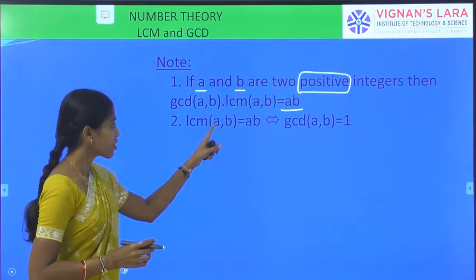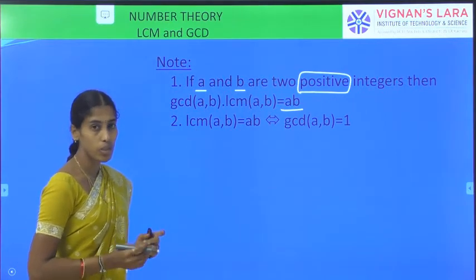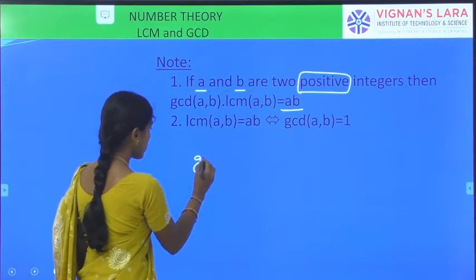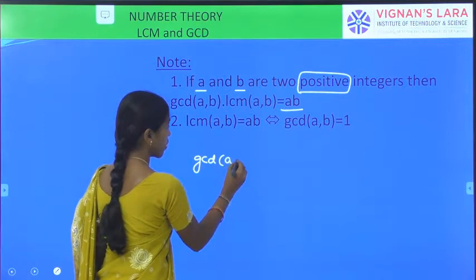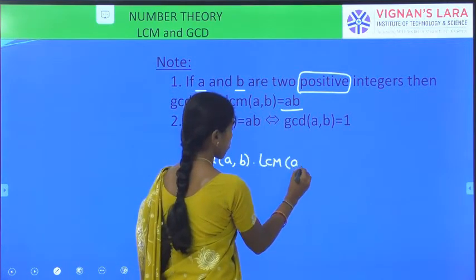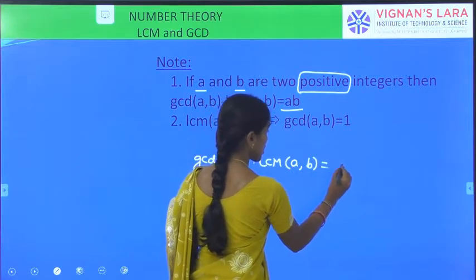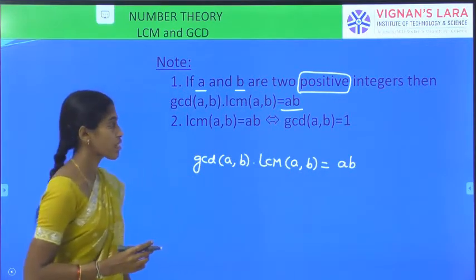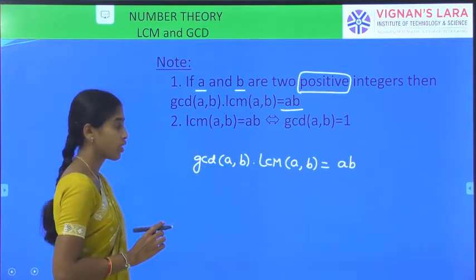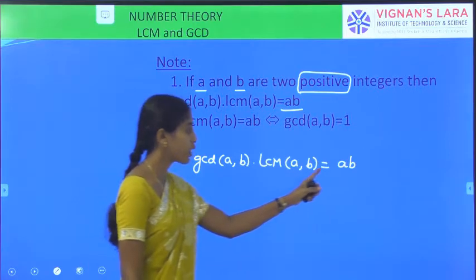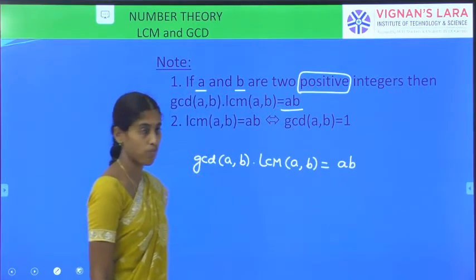So whenever LCM of A, B equal to AB, what is our result? GCD of A comma B into LCM of A comma B is equal to modulus of AB, right? Just now we proved this one. If both A comma B are positive integers, no need to write the modulus here.